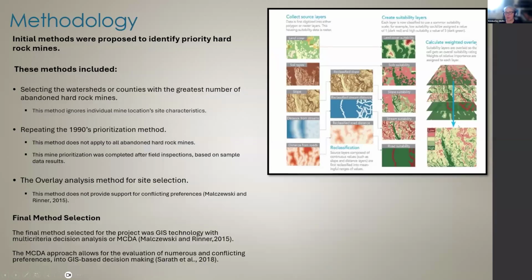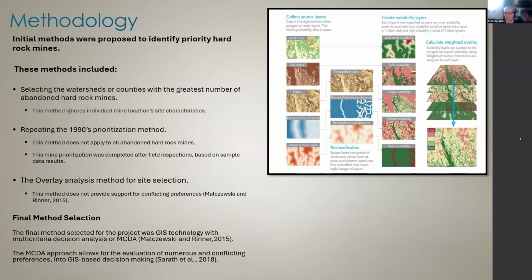Initial methods were proposed to identify priority hard rock mines. These methods included selecting the watersheds or counties with the greatest number of abandoned hard rock mines, but this method ignores individual mine location site characteristics, and repeating the 1990 prioritization method, but this method was not able to be applied to all abandoned hard rock mines, and the prioritization was completed after field inspections based on sample data results. The overlay analysis method was also proposed for site selection, but this method does not provide support for conflicting preferences.